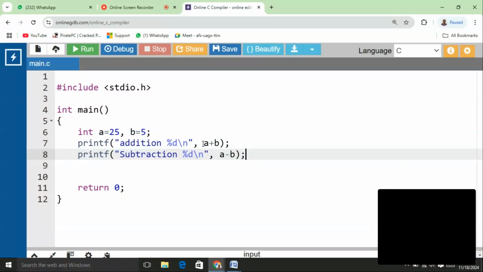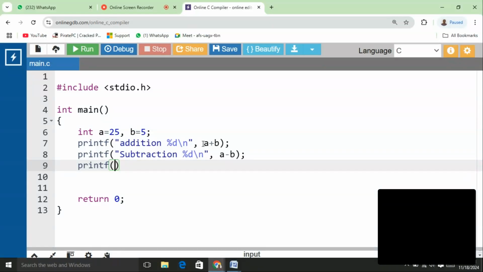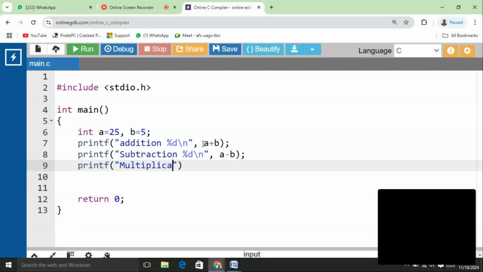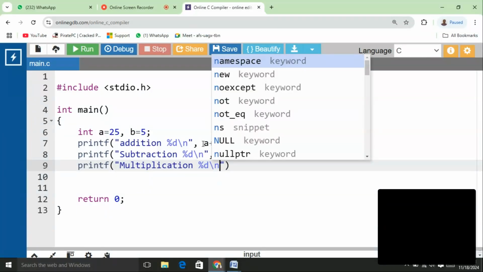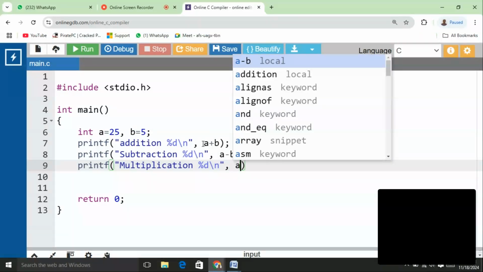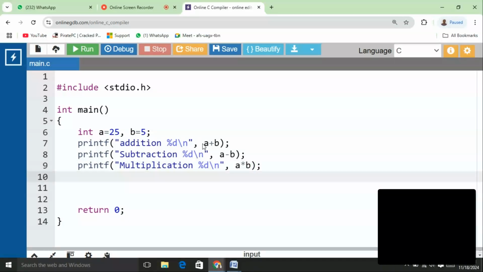Next, I am going to write multiplication, printf, multiplication percentage d backslash n comma a star b. Next, I am going to write division. This is integer division. I will explain. Right?